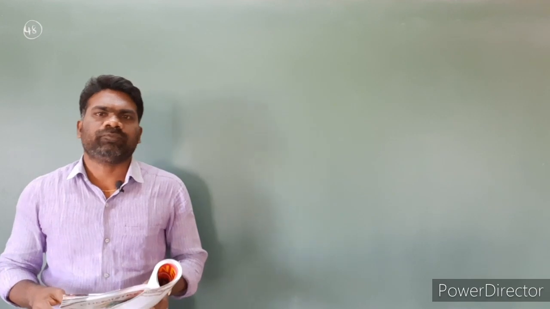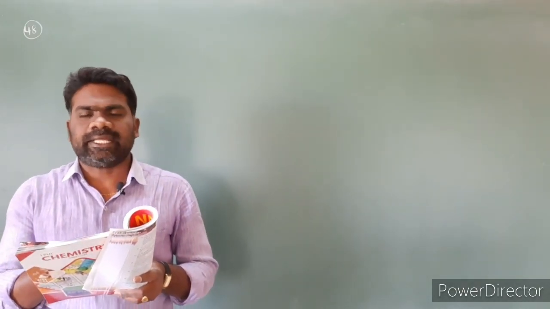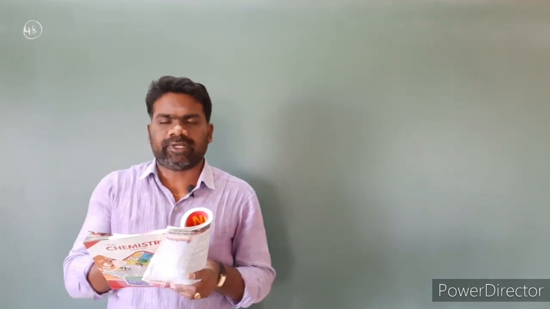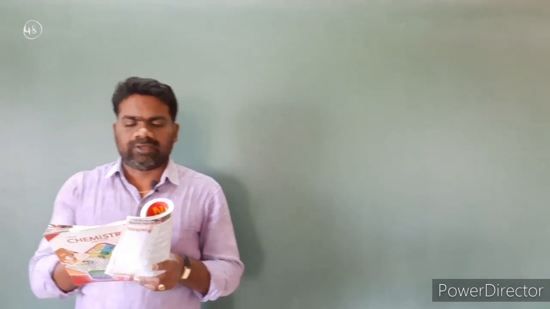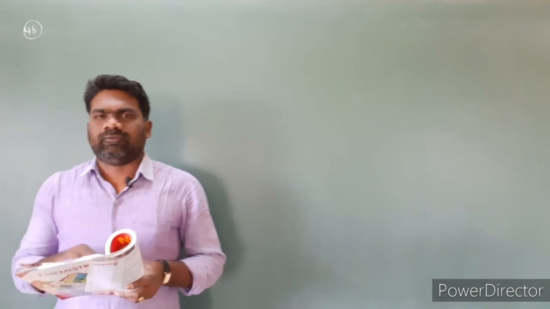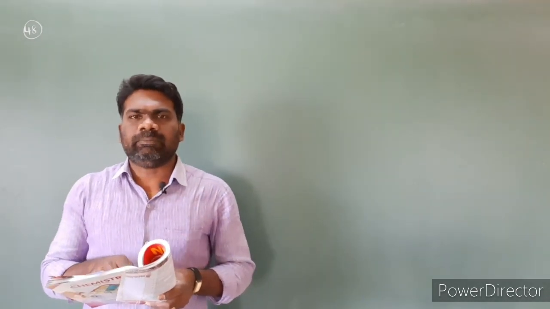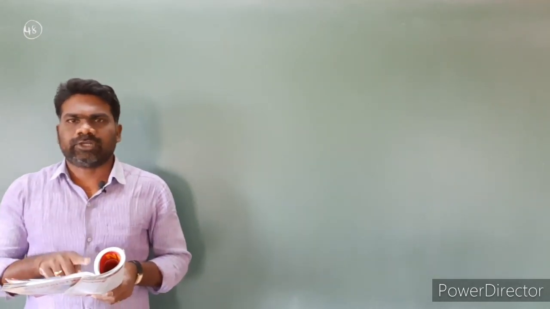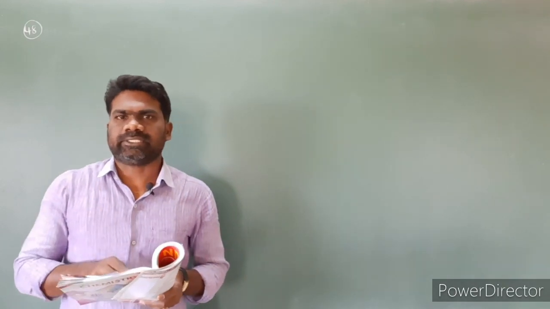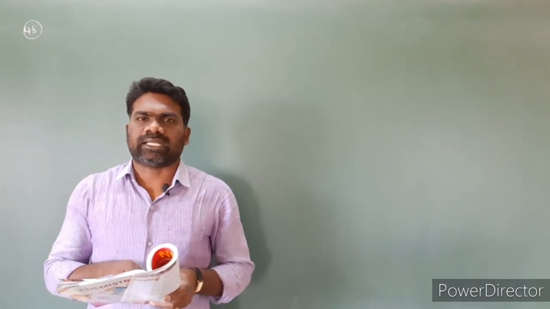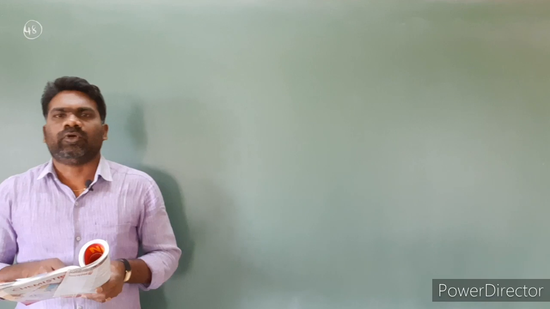Next, question number 48. Look at question number 48. N2 plus 3H2 gives rise to 2NH3. In this equilibrium system, if the pressure is increased at 25 degrees centigrade, then the value of Kc will be what? The value of the equilibrium constant is independent of the initial concentration of reactants and products, pressure, catalyst, and the volume of the vessel.